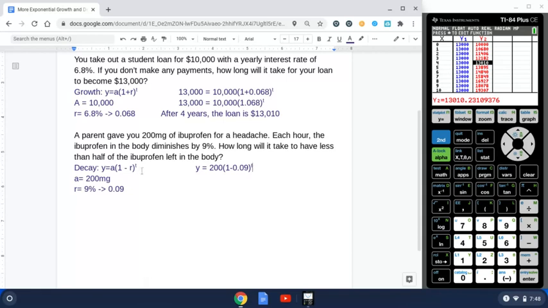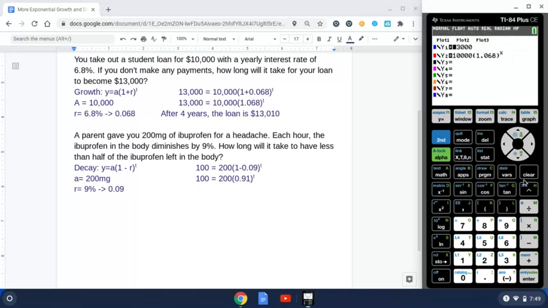And just like before, you can simplify what's in the parentheses if you want, but it is not required. Let's see, 1 minus 0.09 is 0.91, all of that to the t. So we're trying to find when there's less than half of the ibuprofen left. So if we started with 200 milligrams, then half of that would be 100 milligrams. So I'm trying to find when this is right around 100 milligrams. It says less than half, so either exactly 100 or less than 100 is what we're looking for.